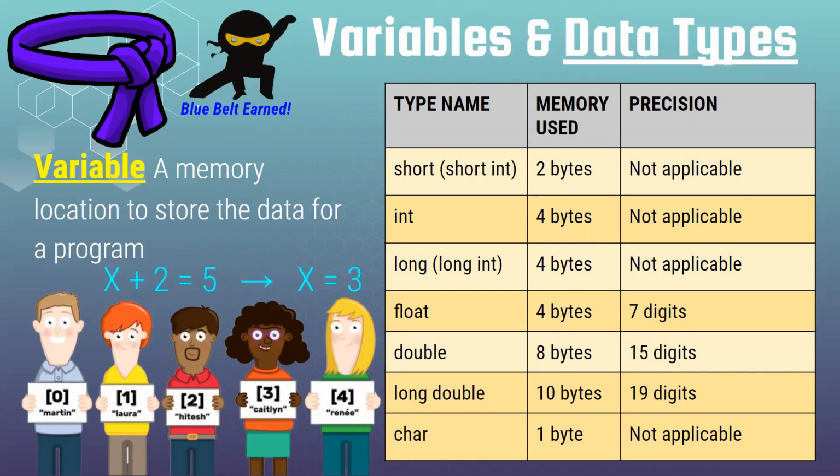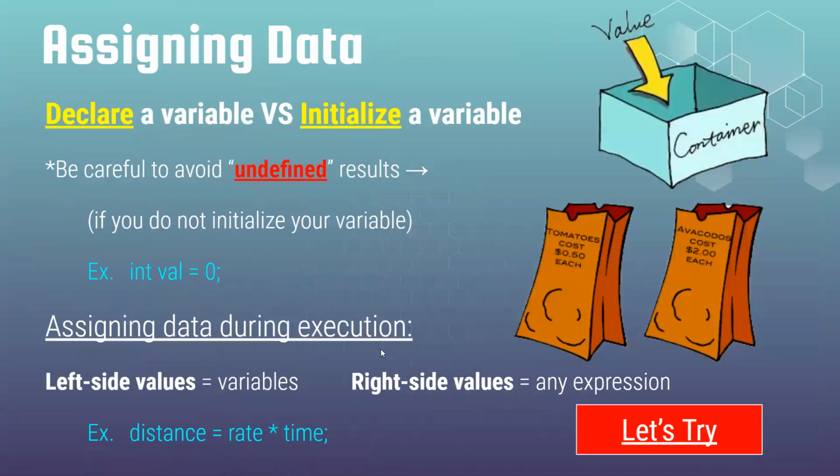Now that we know a little bit about variables, let's test it out. How do you think you could assign the value of 2.5 to a variable called num? What data type would that be?